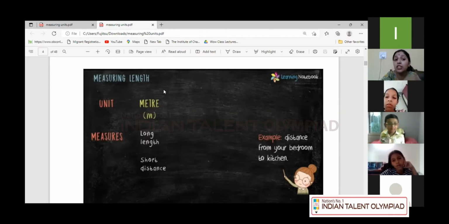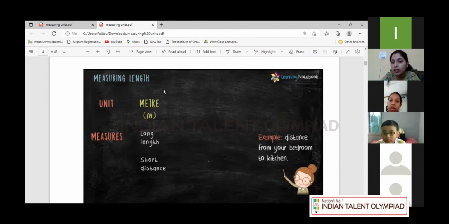For that we have to use a bigger unit, like meter. Meter is used for long lengths or short distances. We will use meter for short distances or long lengths.